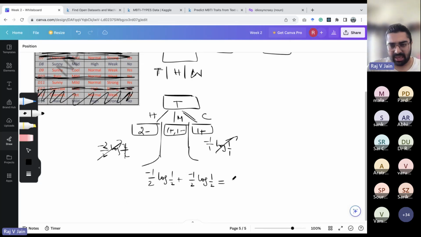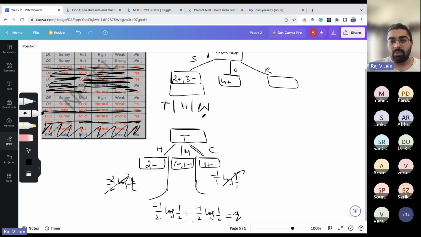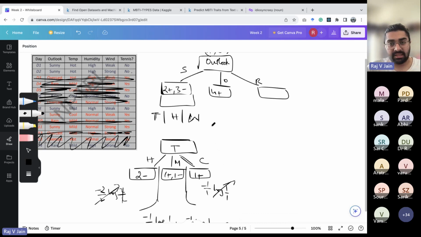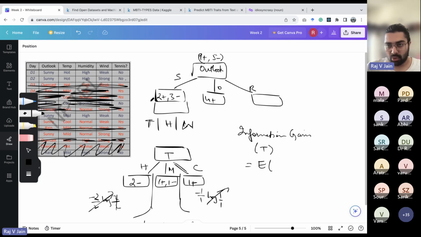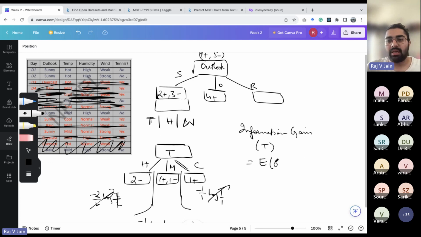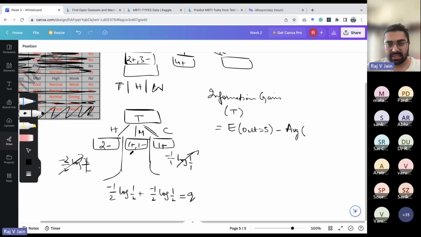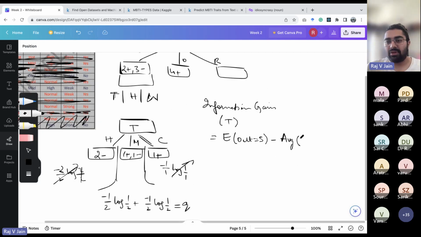Okay, so this will turn out to be some value, let's not use p, some value q, right? So now what I need is I want to find the information gain. That's the final goal. So the information gain when I choose temperature as my feature to split on this particular node will be equal to the entropy of this particular node, that is the outlook equal to sunny node, minus the average of its children. The children are these hot, mild, cold. Average of the children.